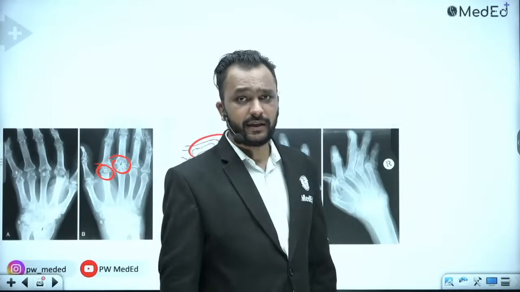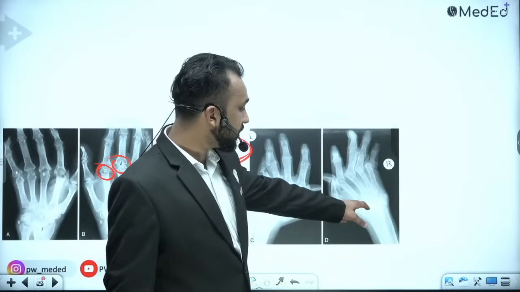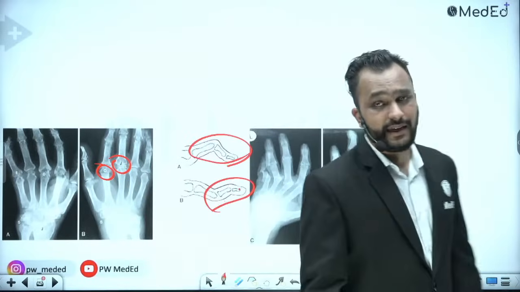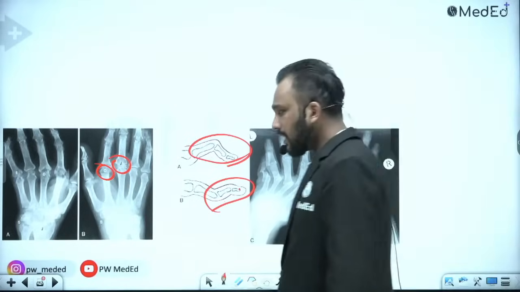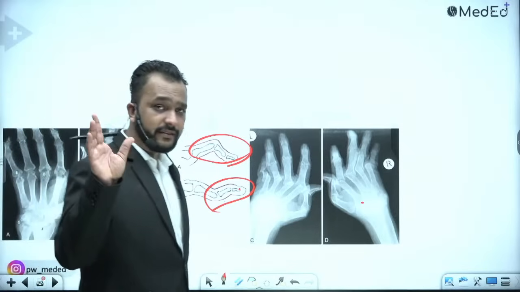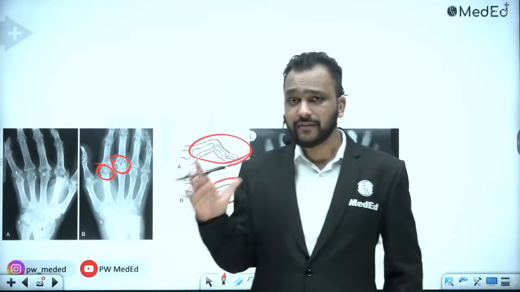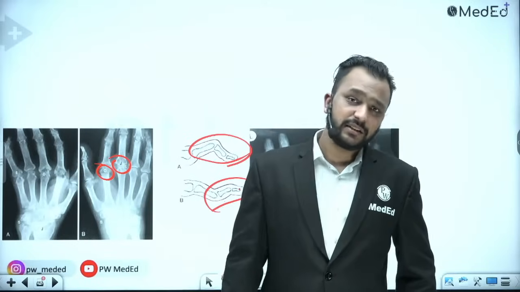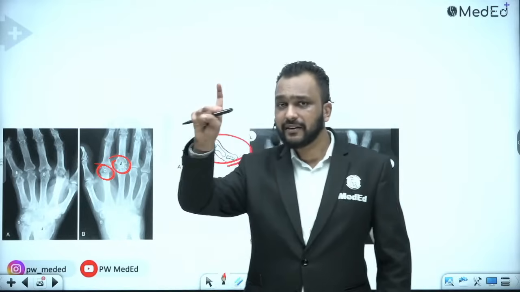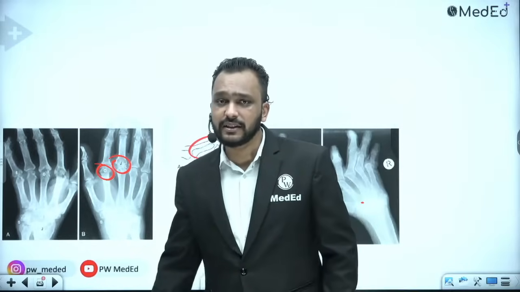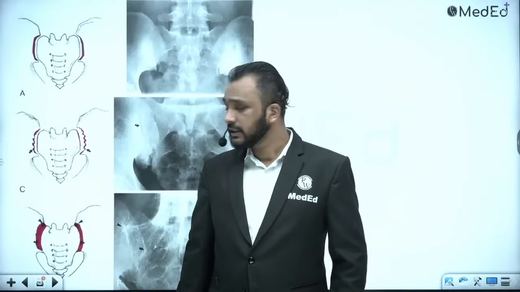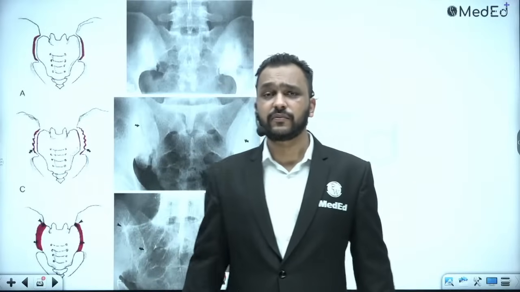boutonniere deformity. Okay. And other deformities that you can see: there will be erosion of the carpal bones, that will give a sign that is known as spotty carpal sign. Okay. And there is one deformity in which there is extension at the proximal interphalangeal joint and your first metacarpophalangeal joint, that is your hitchhiker's thumb. Mallet finger, in which there is flexion of the distal interphalangeal joint, can also be seen in patients with rheumatoid arthritis. Okay.